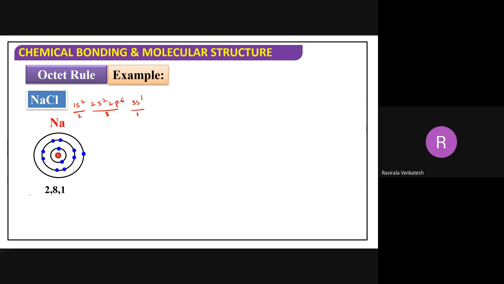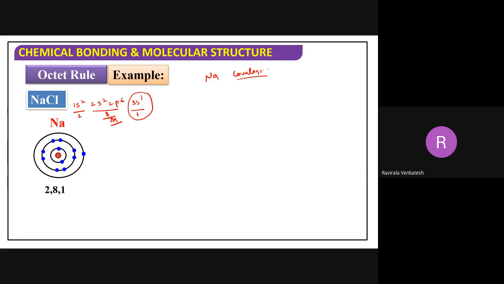Now, how does sodium gain the octet configuration? By losing 1 electron. If you lose this electron, you get the octet configuration, the argon configuration. So sodium will definitely lose 1 electron. Here sharing of electrons is not possible. Sodium does not form a covalent bond. Why?